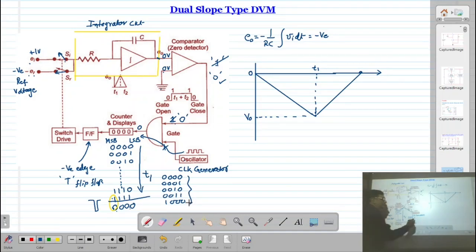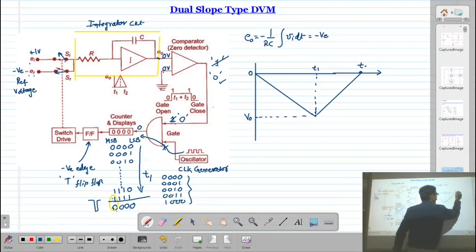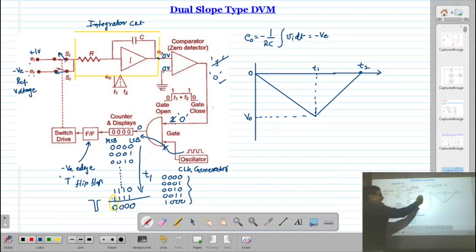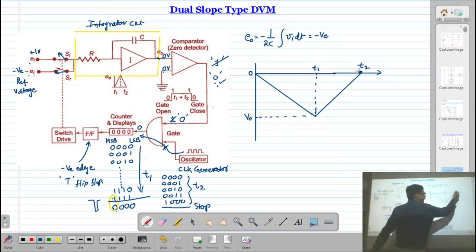But at this time T2, the comparator output voltage is going to be 0. So the output of the AND gate is 0. Now no further clock pulses are going to pass through this AND gate. You can say the counter is stopped. Here the counter is stopped. And whatever time is required from 000 to 100, that time period is T2.